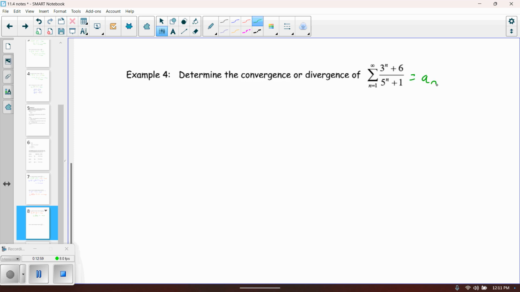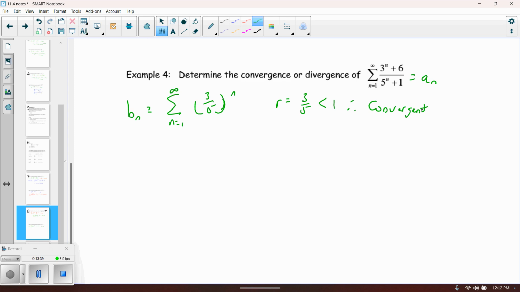So this is our A sub n. Our B sub n is going to be taking the dominant terms on the numerator and denominator. We've got 3 to the n on the top, 5 to the n in the denominator. So that'll be 3/5 all to the n power. Okay, that one is a geometric series, where r is 3/5. 3/5 is less than 1. Therefore, this one is a convergent series.